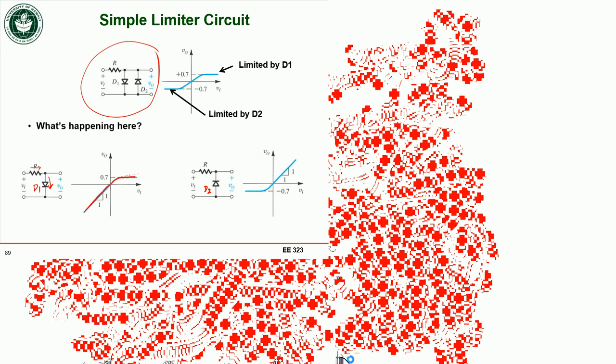Any other questions? So the important part of the circuit is not the resistor. It's the way that these diodes are positioned. Okay, so this is how we can make a limiter.